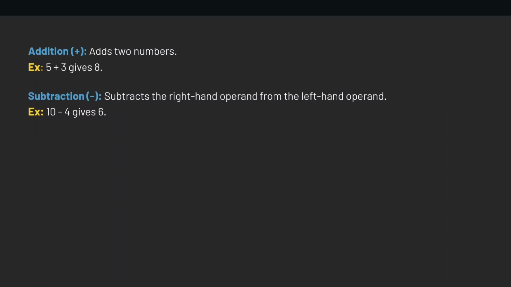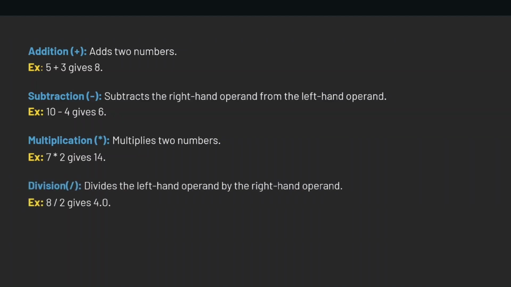Next is subtraction. The subtraction operator subtracts the second number from the first. In this case, 4 is subtracted from 10 and gives 6. The next is multiplication. The multiplication operator multiplies two numbers. Here, 7 is multiplied by 2 and gives 14. This is equivalent to adding 7 to itself twice.